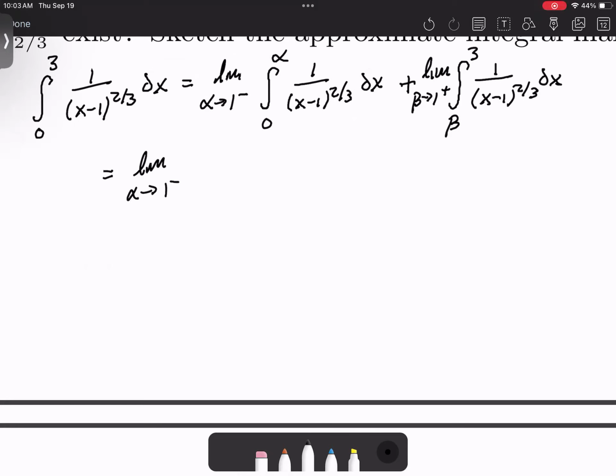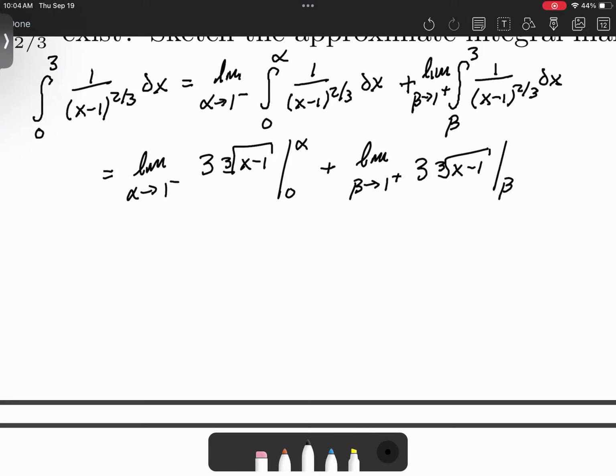Pause the video now, find an antiderivative for 1 divided by (x minus 1) to the 2/3. So you should end up with 3 times the cube root of (x minus 1), which is going to be evaluated between 0 and alpha. And we will add the limit as beta approaches 1 from the right-hand side, 3 times the cube root of (x minus 1), evaluated between beta and 3.